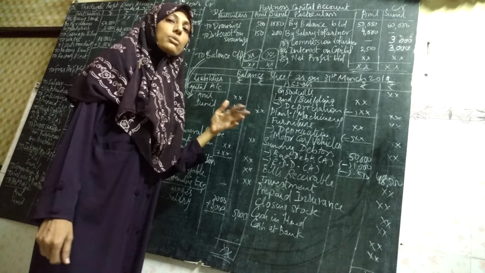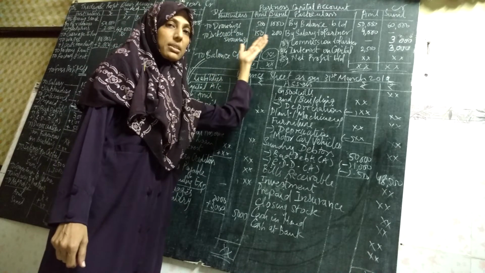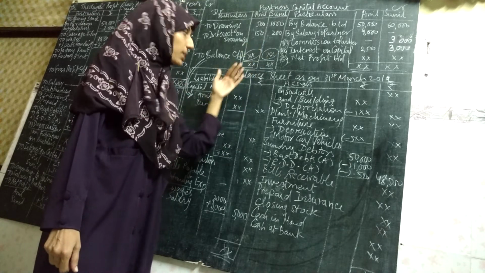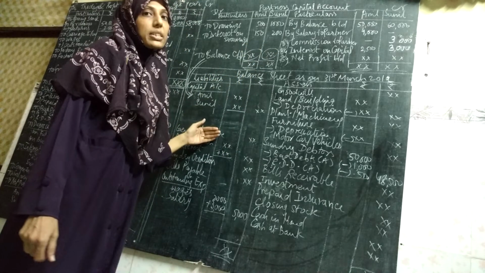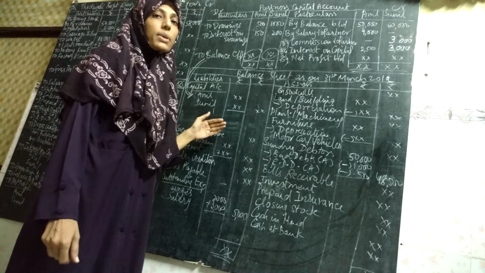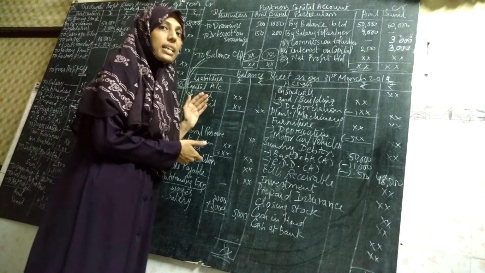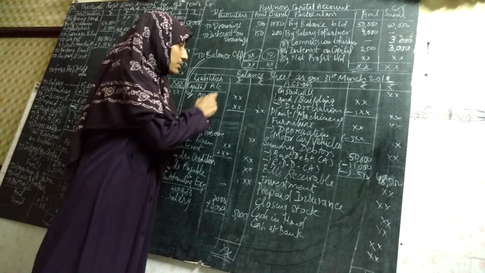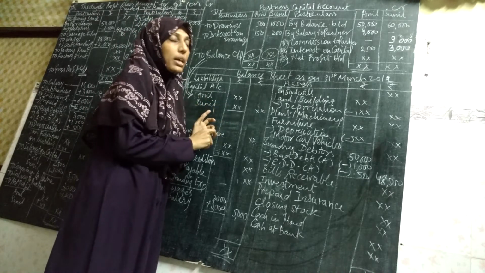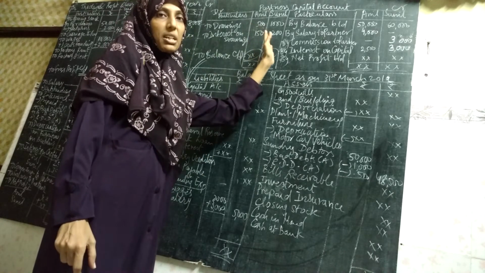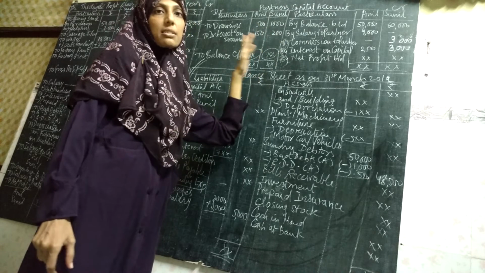If you don't want to make the partners capital account, that is also alright, but you will have to show everything on the liability side. So that sometimes becomes very congested. The liability side becomes very congested. The amounts do not appear very fine over there. So it's better to make the partners capital account and you can pass the entries respectively.